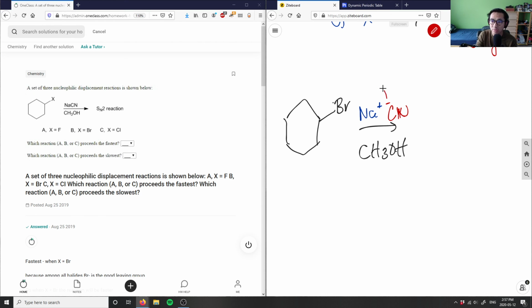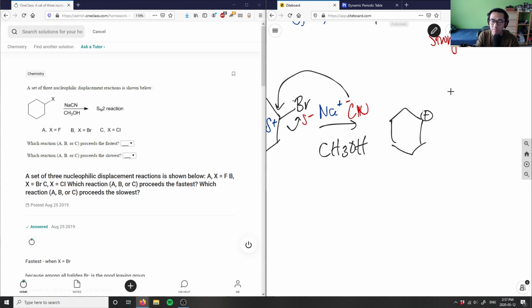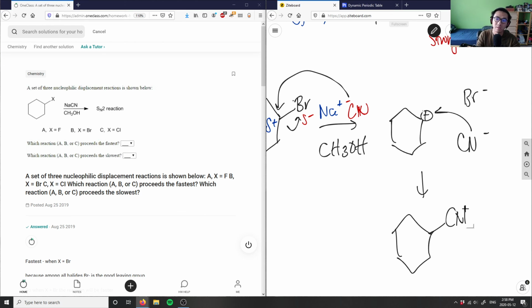Here, what it's going to do, this guy is going to come over here, because it's attracted to this positive carbon, right? I just told you that this has a dipole moment. It's going to come over here, this negative is attracted to this carbon. It's going to come and kick out this bromine. And then I'm going to get first a bromine that's left out, so this would be a positive charge here, and this would be Br minus, and this CN is going to come and bond to this carbon, and I'm going to get a C-CN bond, and this here is my correct answer.